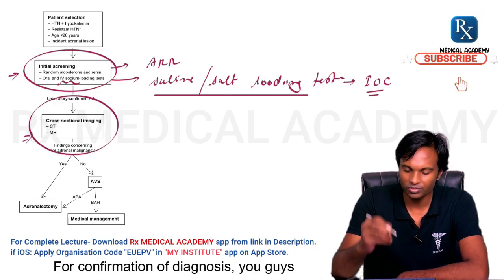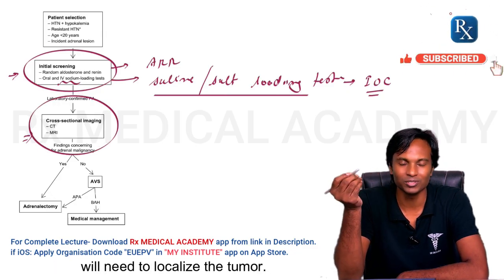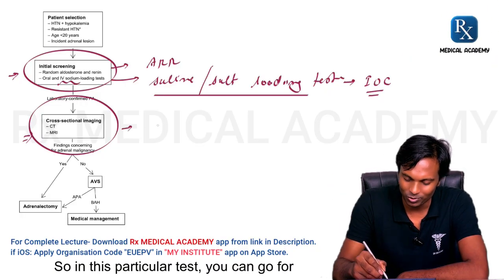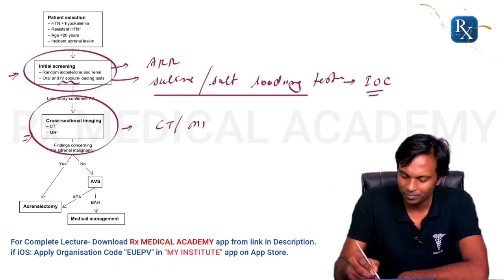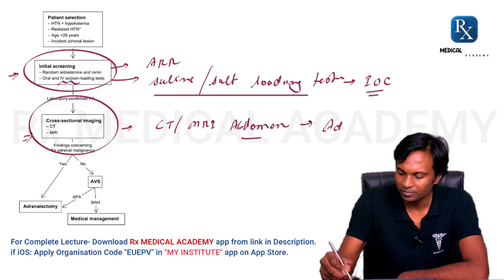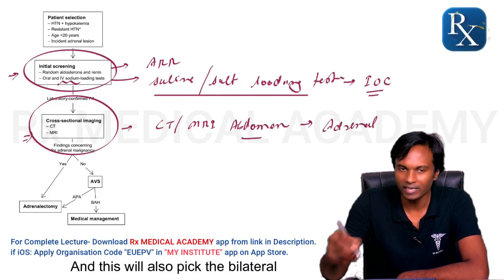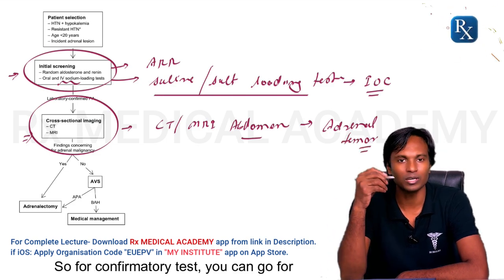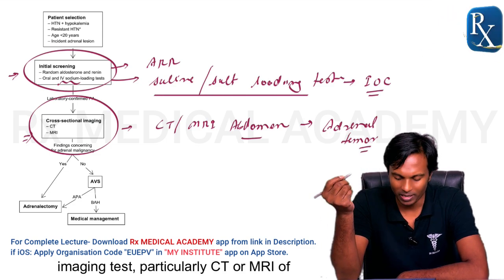For confirmation of diagnosis, you will need to localize the tumor. You will need an imaging test. So in this particular test, you can go for an imaging test in the form of CT or MRI abdomen. This will pick up the adrenal tumor, and this will also pick up bilateral adrenal hyperplasia. So for a confirmatory test, you can go for an imaging test, particularly CT or MRI of the abdomen.